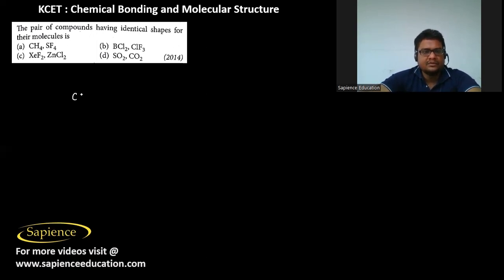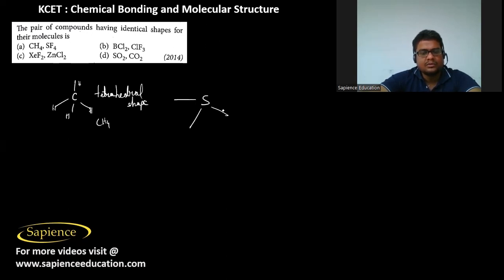So in case of CH4, we have tetrahedral structure. We have tetrahedral shape in case of CH4, and then in case of SF4, we have four bonds with fluorine, and then one lone pair is also there on sulfur.